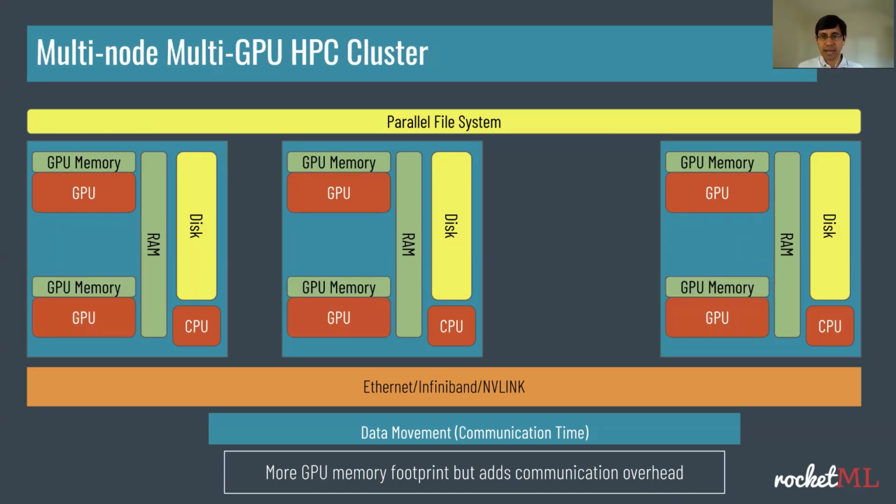And the last and final configuration is a multi-node, multi-GPU HPC cluster. In this case, a single node will have more than one GPU, that is more GPU memory per node. And you have a parallel file system, a network layer, either Ethernet, InfiniBand, or NVLink. And this constitutes the most powerful HPC clusters, right? That is multi-node, multi-GPU HPC clusters. And when you group all of them together, you have a very large GPU memory footprint, large CPU memory footprint, and quite a bit of degrees of freedom to optimize and solve large problems. Okay. So more footprint, but it adds communication overhead.